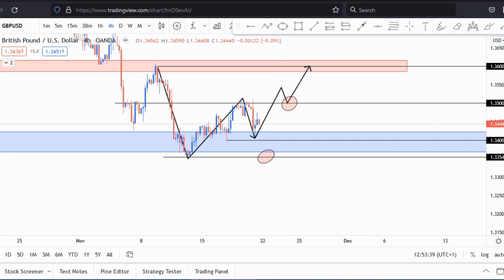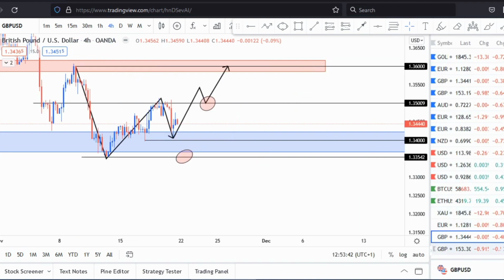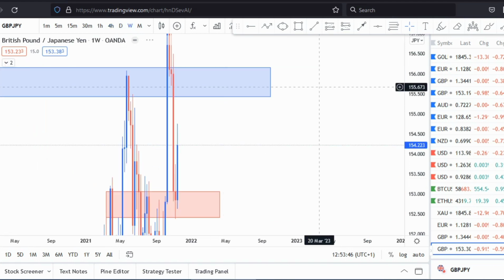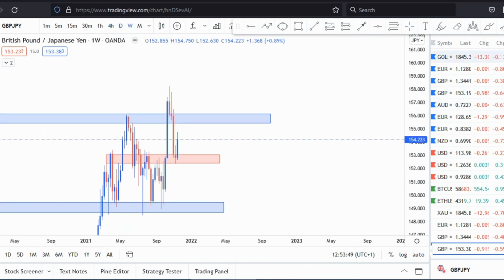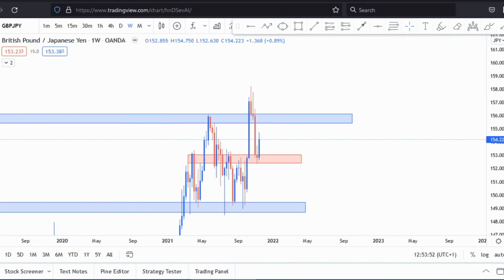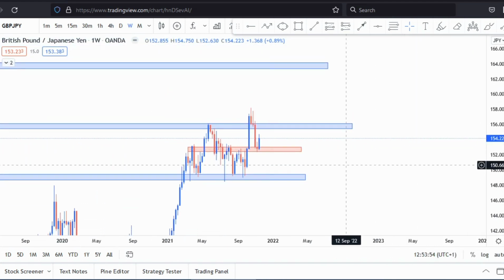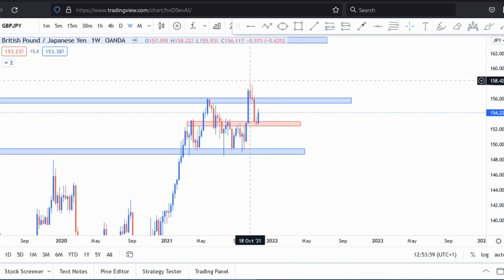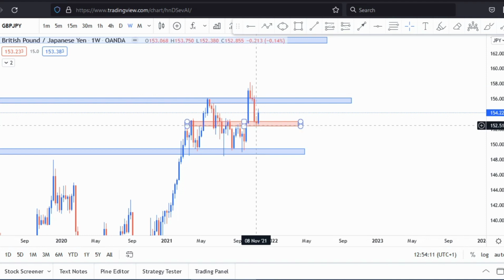GBPJPY. So for GBPJPY, again, we'll be starting off from the weekly time frame. And as we can see from the weekly time frame, price got to this level up here, failed to break above it, and gave us a fake out over here. Then price got all the way down to this level and tried to make a bounce all the way to the top.